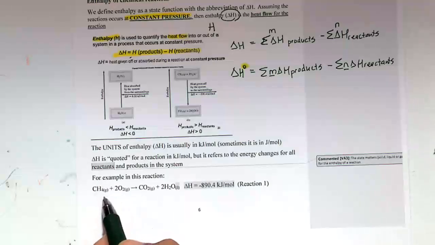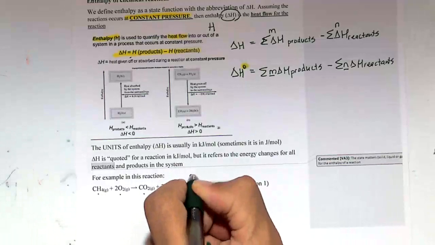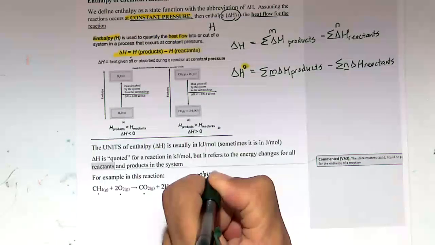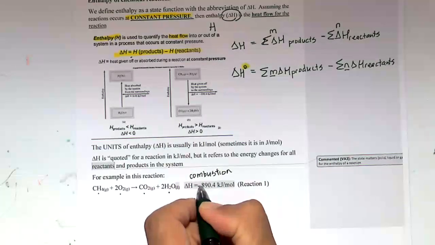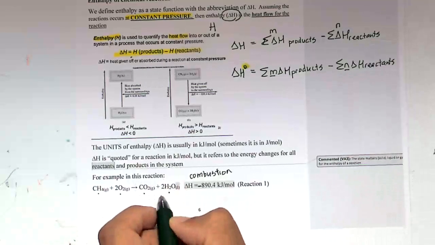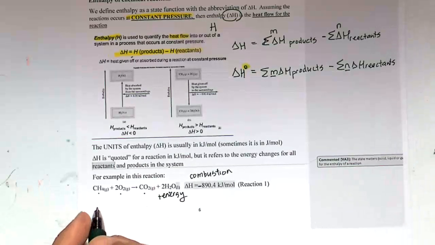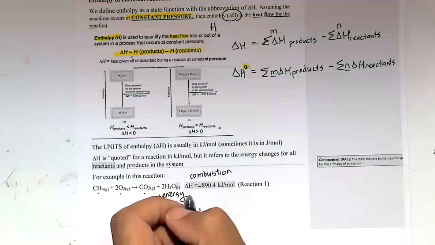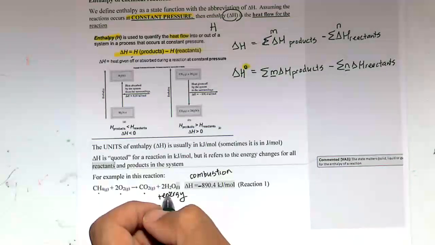So let's look at this reaction together here. CH4 plus 2 O2 gas goes to CO2 and 2 water. This is called a combustion reaction. Is this reaction exothermic or endothermic? The minus sign should tell you it's exothermic. So what else is a product here? Energy. The minus sign tells you it's exothermic, and it tells you the other product is energy.